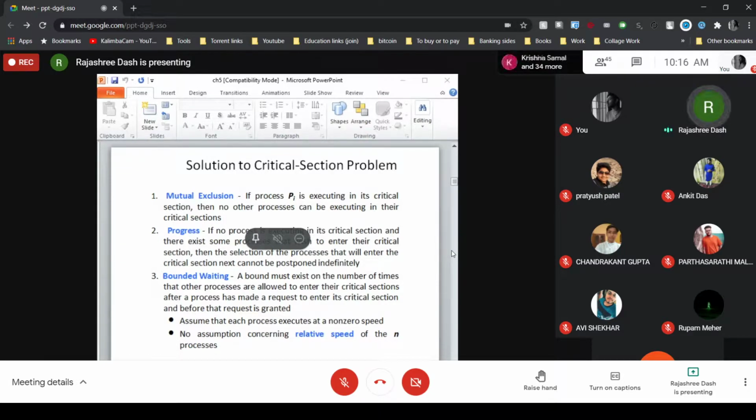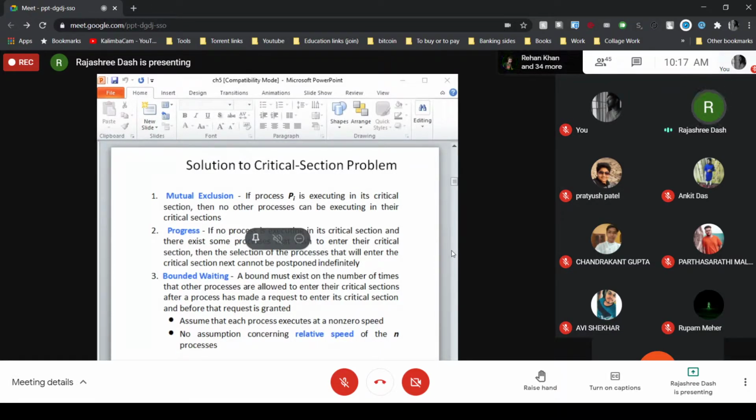Now come to the third requirement, that is bounded waiting. There should be a bound on the number of times other processes are allowed to enter the critical section after a process has made a request to enter the critical section and before that request is granted.